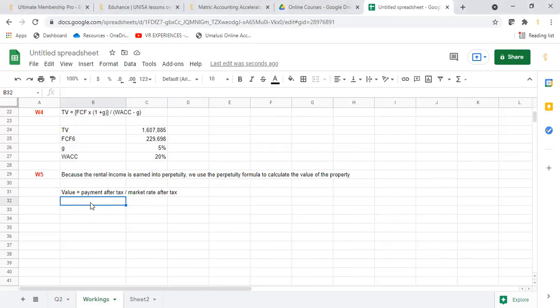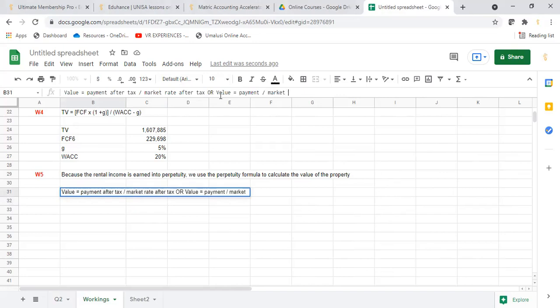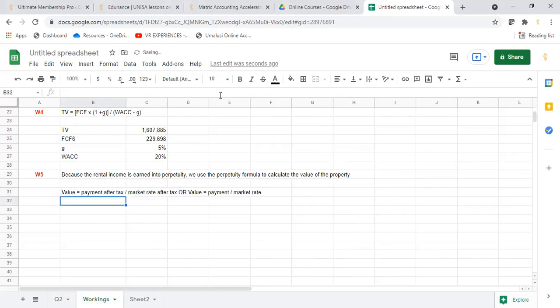Okay. So you can either say value equals payment after tax divided by market rate after tax, or you can just say value equals payment divided by market rate. Doesn't matter. Okay, so just be aware of that. It can work both ways.